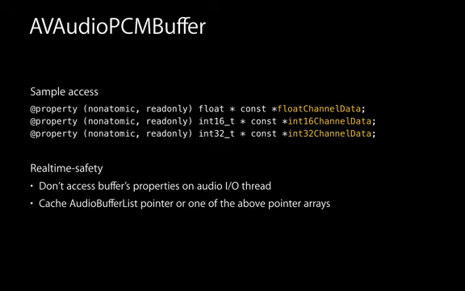And this is a good time now to say a word about real-time safety, because these are properties, and as useful as they may be for actually getting to the data, since they're properties, they may involve a method lookup, which can, in principle, take a miss on the lookup and cause you to block. So if you're going to be using AVAudioPCMBuffers on audio real-time threads, it's best to cache these members in some safe context when you're first looking at the buffer, and use those cached members on the real-time thread.